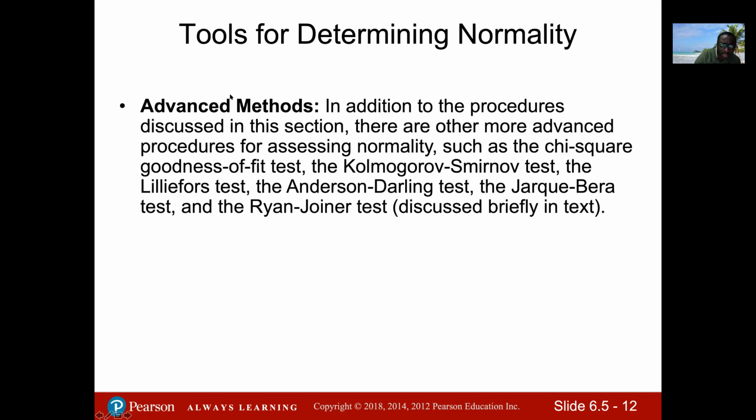Now, there are advanced methods that we can also use. In addition to the procedure discussed in this session, there are other more advanced procedures for assessing normality, such as the chi-square goodness of fit test, which we don't do in this class. In fact, chapter 11, the only chapter that we don't cover at all in this class, covers the chi-square goodness of fit test, the Kolmogorov-Smirnov test. Okay, that is for non-parametric statistics, and the others as mentioned here. But we don't cover this.